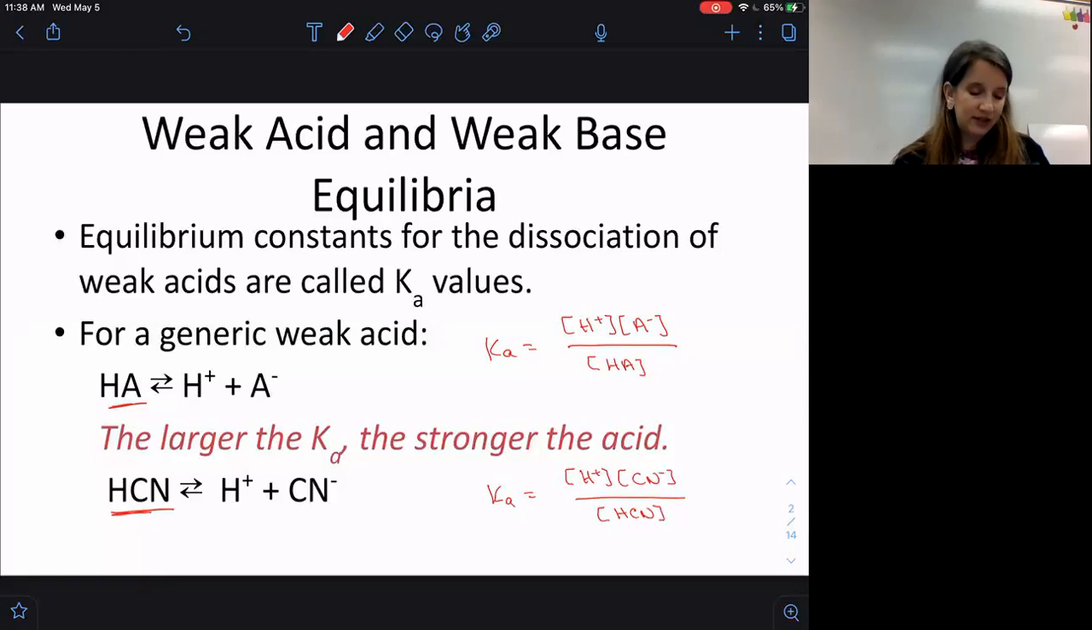Now, as a note here, it says that the larger the Ka value, the stronger the acid. We don't have to do these for strong acids because they dissociate completely. There is no more HA left, okay? So the closer it is to 1, the more that it has dissociated. So that's why the larger the Ka value, the stronger the acid. Same goes for bases.